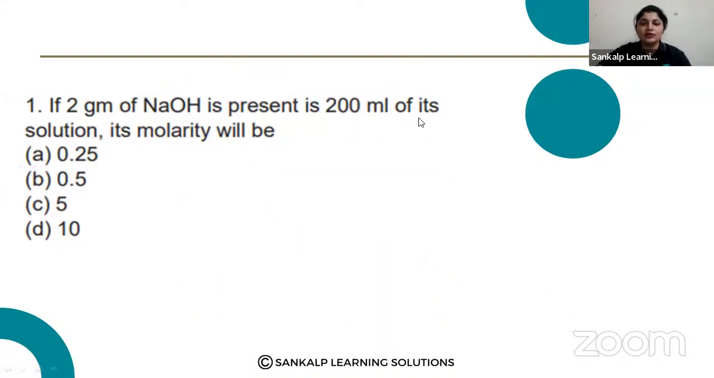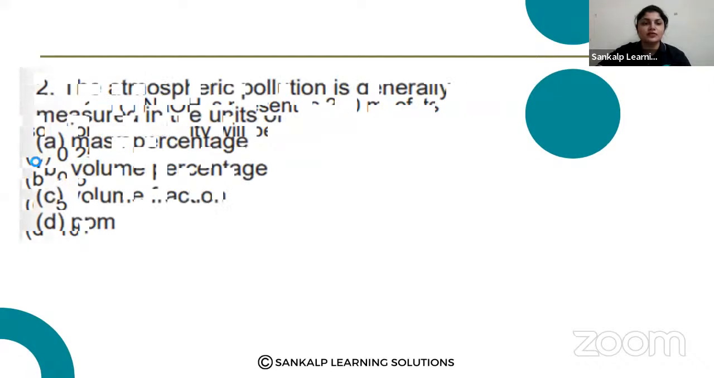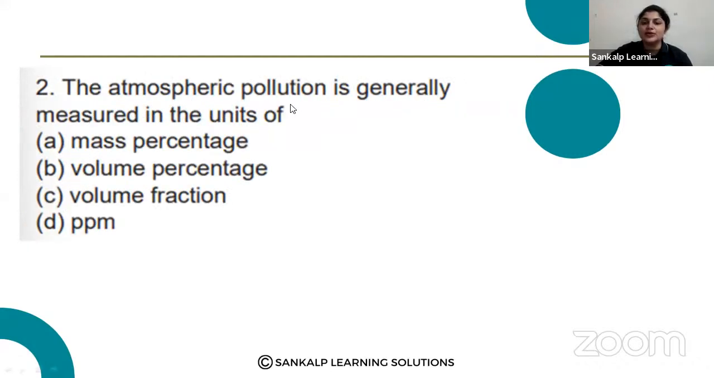Okay, so we'll go for the next question. The atmospheric pollution is generally measured in the units of: A, mass percentage, B, volume percentage, C, volume fraction, D, ppm.